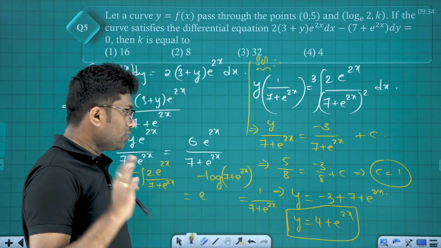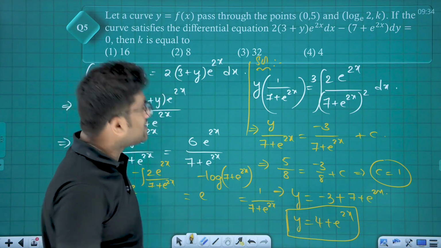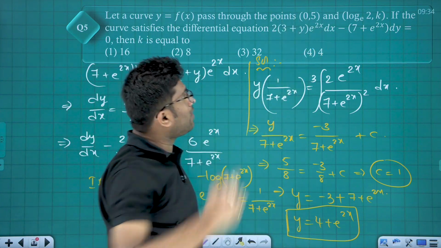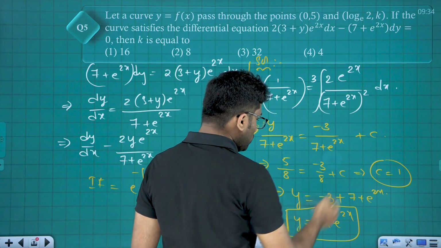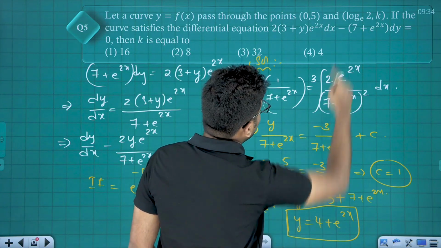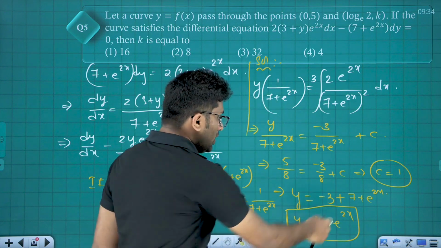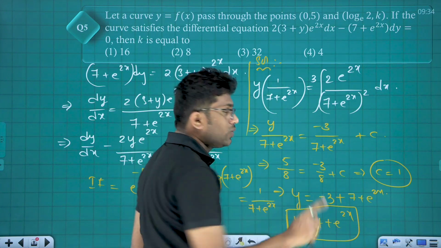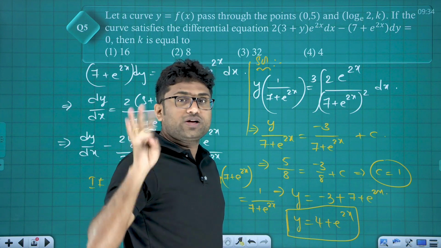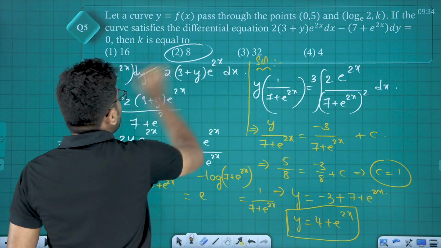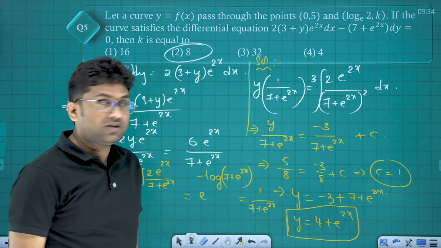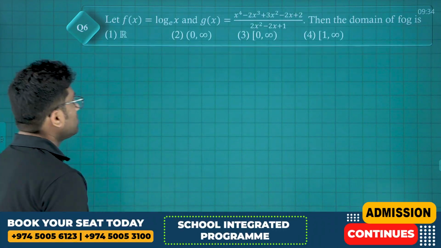Now final solution. Now what they are asking, this also passes through log 2 comma k. So put y is equals to k and x equals to log 2. If you put x equals to log 2, 2 log 2 is log 4. E power log 4 is 4. Now 4 plus 4, which is equals to 8. Therefore k equals to 8, friends. Clear? k is equals to 8.